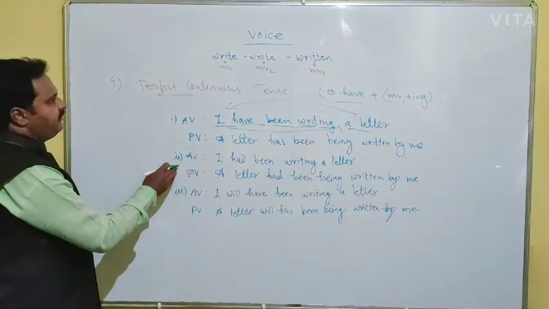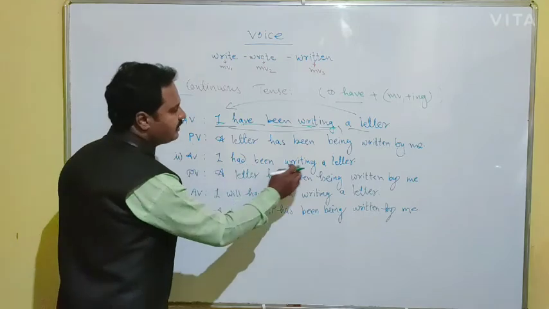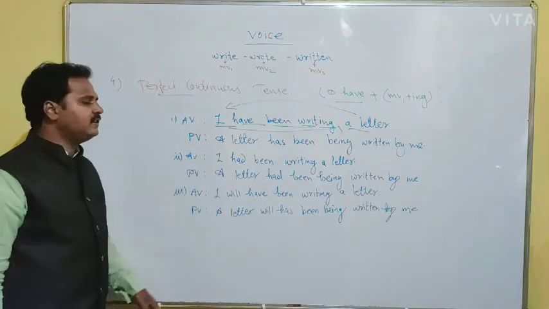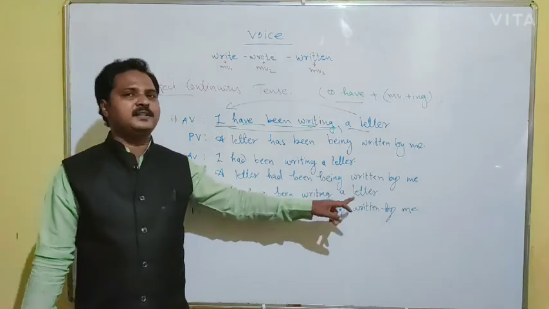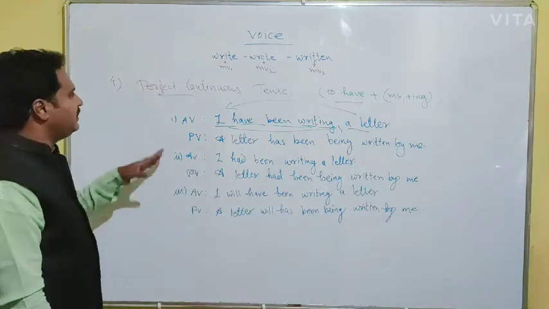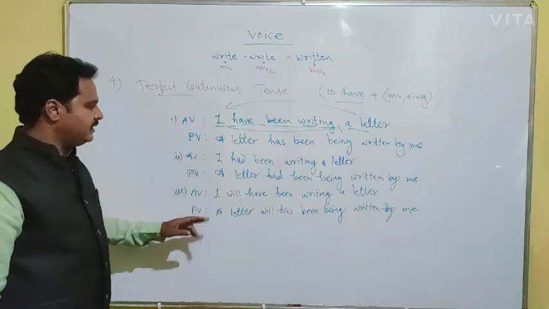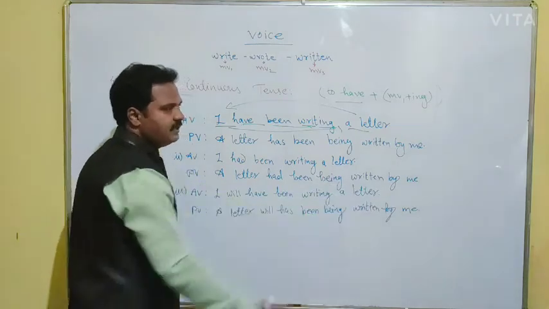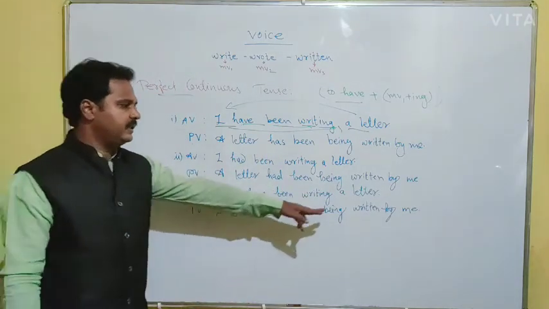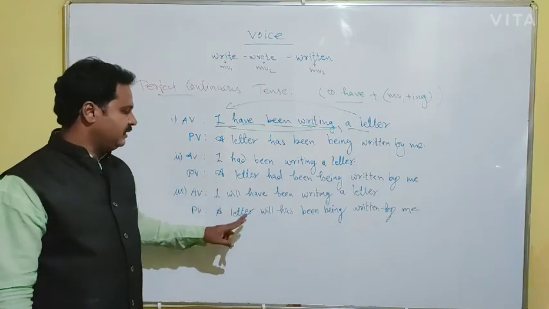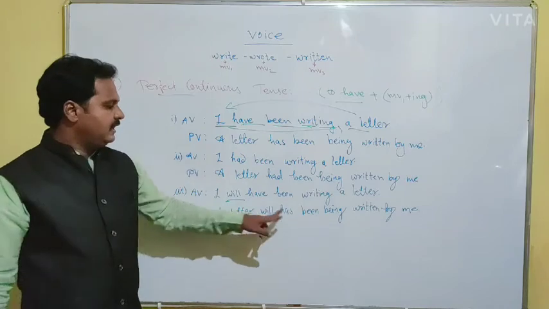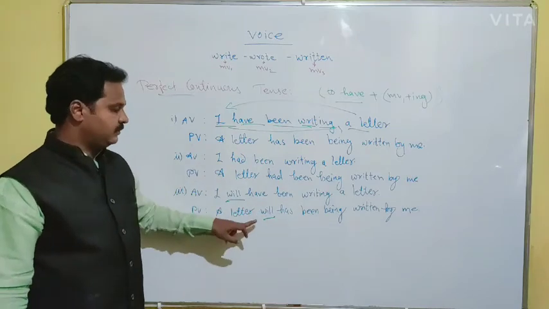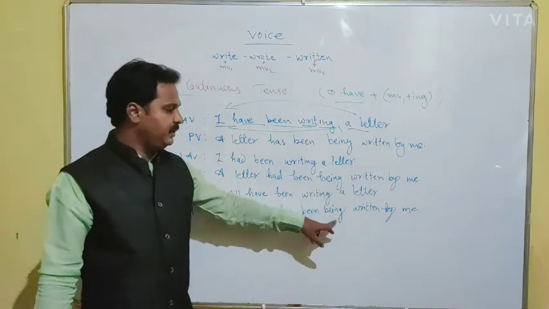Second one, perfect continuous past tense: I had been writing a letter. Here same is here. A letter had been being written by me. And third form, perfect continuous future tense: I will have been writing a letter. Same. A letter put here, will same here put. It shows the tense. Will have becomes has, third person singular: has been being written by me.